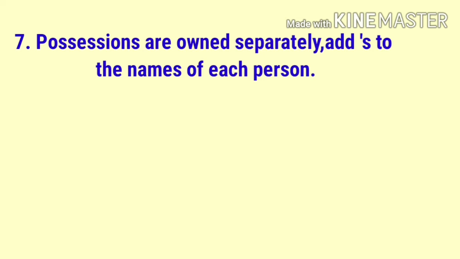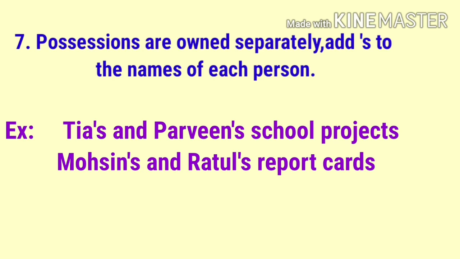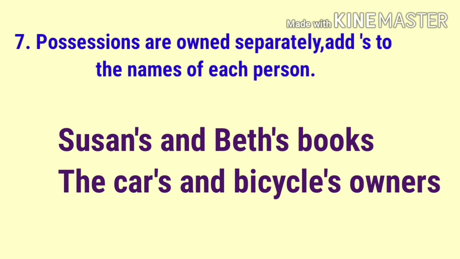See the example, Tia's and Parveen's school projects. Tia's projects and Parveen's projects. Moshin's and Ratul's report cards. Some more examples: Susan's and Beth's books. Susan and Beth's books. The cars and bicycles owners.